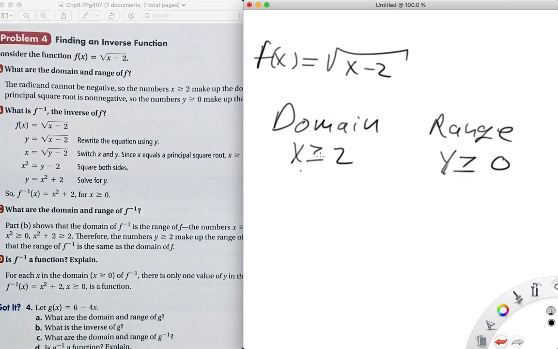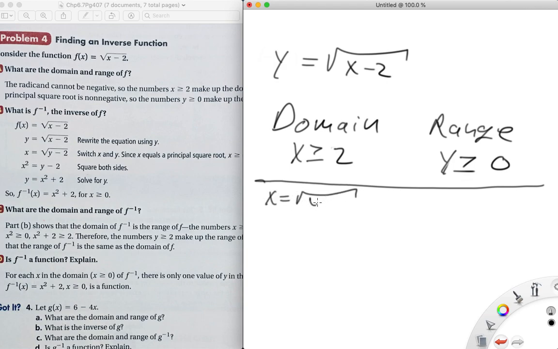So if I were to find the inverse, instead of saying this is f of x, I could say this is y, and I'm going to switch them to find the inverse. So the inverse would be x equals the square root of y minus 2, and I'm going to solve for y. First thing I'm going to do is square both sides, so I can get rid of the square root. That gives me x squared is equal to y minus 2.